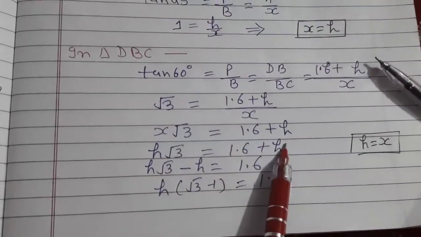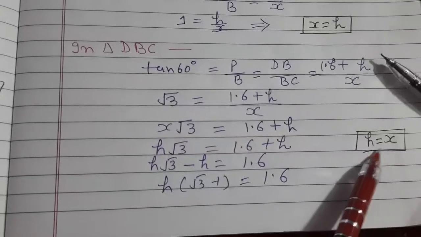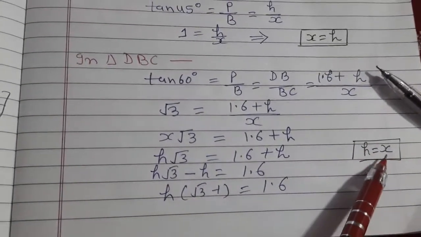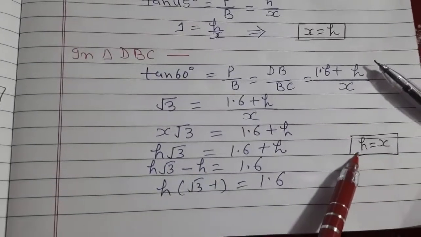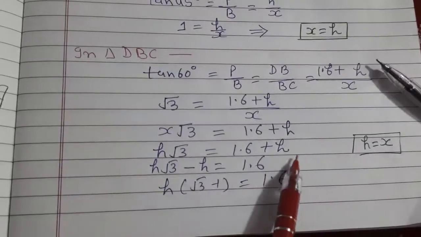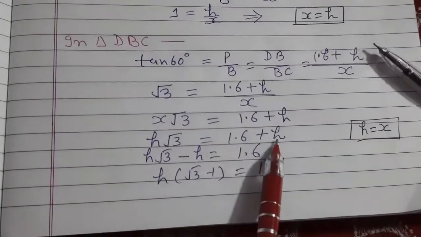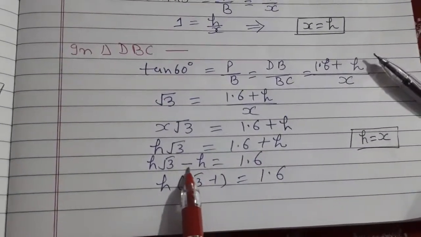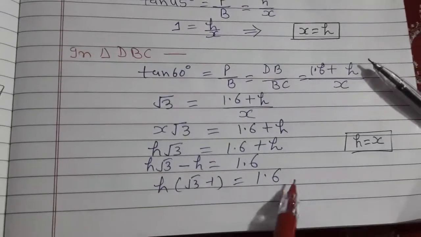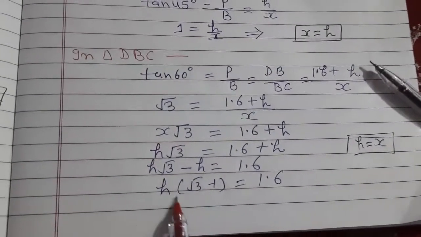Cross multiplication, as we have been given h equal to x. We do not have to find out x, we have to find out h, so in place of x we are putting h. So h root 3 is equal to 1.6 plus h. h will come on the left hand side, so it becomes minus, h is common in both. h times root 3 minus 1 equals 1.6. Now we have to find out the value of h.